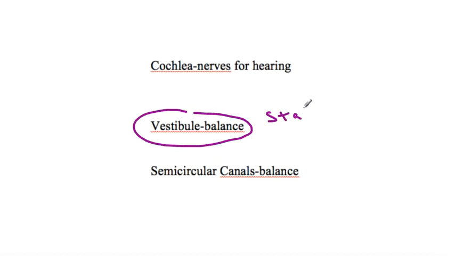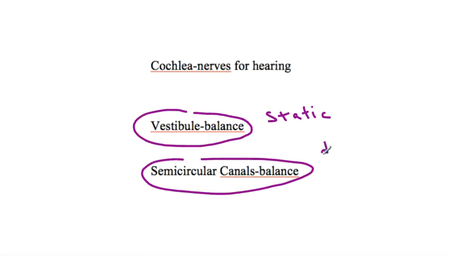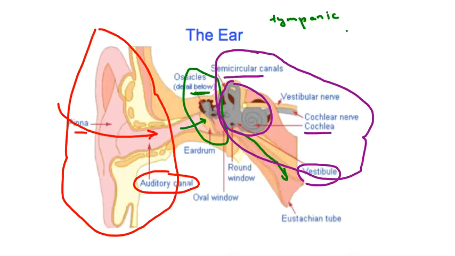Now, static balance means our position. So we know if we're standing upright or leaning, or if somebody grabs us by the legs and pulls us upside down. But it's also got the semicircular canals, which do a type of balance called dynamic, right? And dynamic tells us how we're moving. So if you get an infection of the inner ear, you often lose your balance, get that vertigo feeling and so forth. It's really, really bad. Those guys are connected to the brain through a different nerve, which is the vestibular nerve. So that's doing balance, and the cochlear nerve is doing hearing.